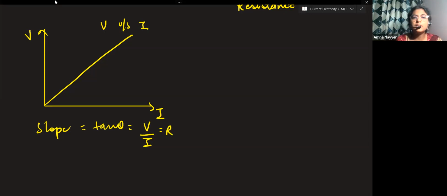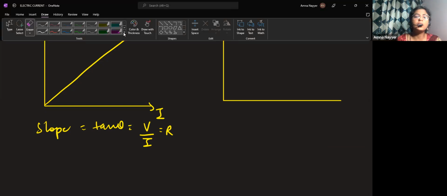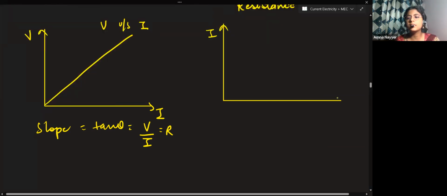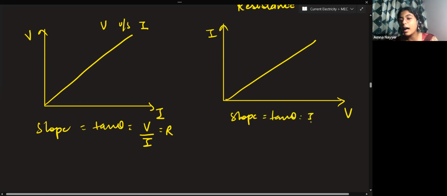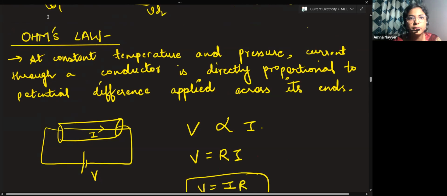Now if I reverse it, if I draw the graph between I versus V, instead of V versus I, this will also be a straight line, but the slope here, tan theta, will be equal to what? I by V. So that is not equal to R. I by V is 1 by R. So this is the I versus V graph. All right, so note down Ohm's law. We'll do questions based on graphs. We first note down this law, then we'll do a question on it.